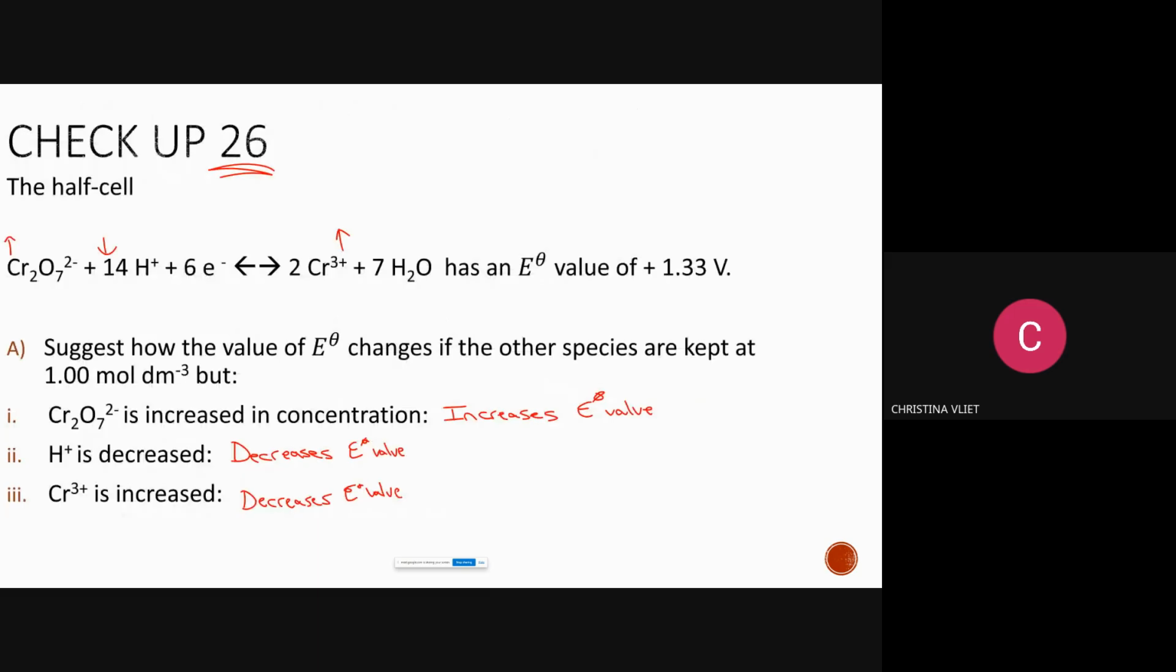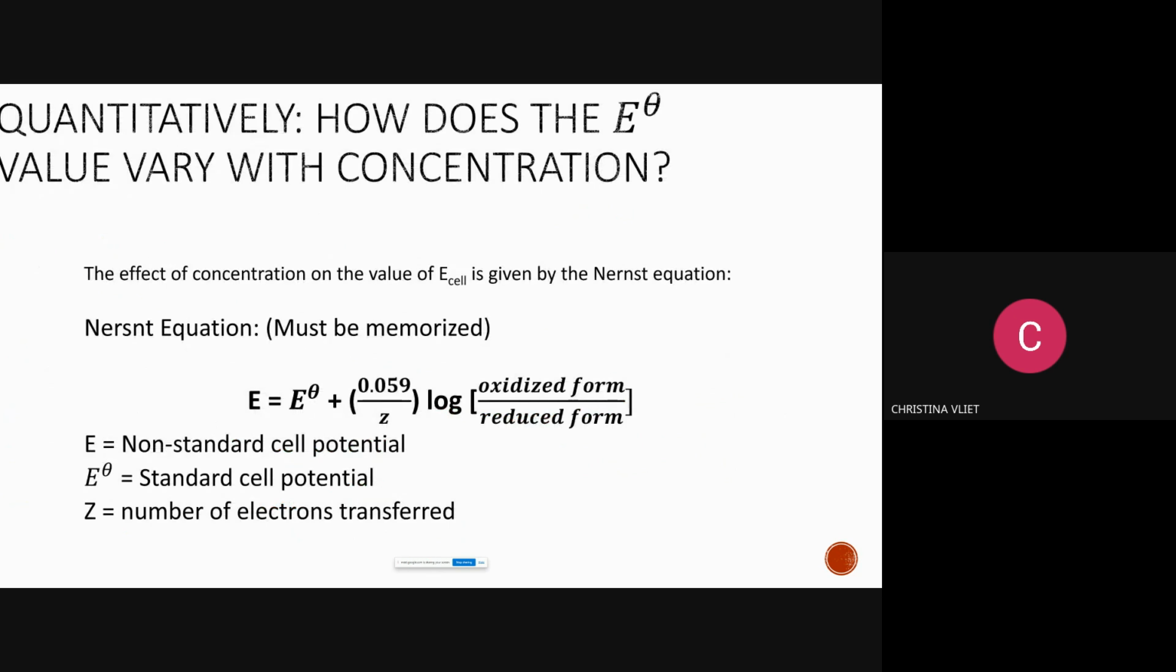So, ready for the math? We're here. Time for the math. So that's qualitative. We did the first standard. The second standard is, well, how do we actually figure out what number it changes to? And so we use something called the Nernst equation. This is called the Nernst equation. You should write it down.